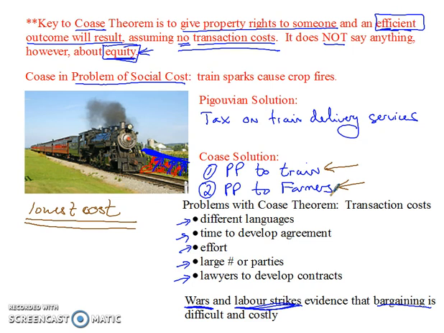Okay, but the big idea here, the real big idea, is that if transaction costs can be kept reasonably low, then we might be able to solve externality problems by assigning private property rights, rather than trying to use Pigouvian solutions.